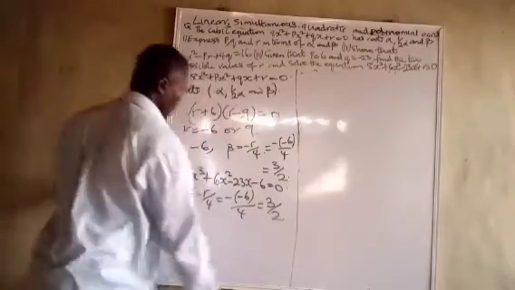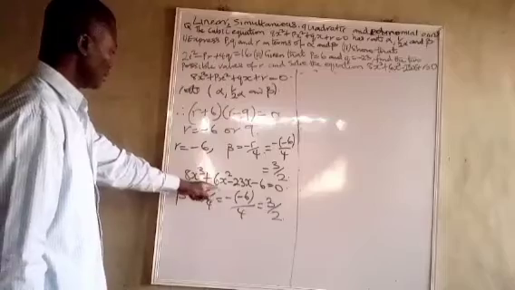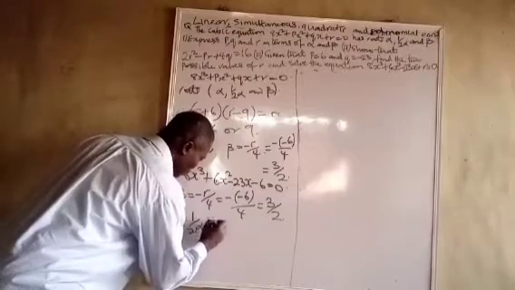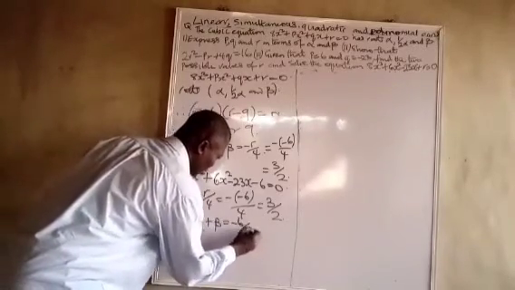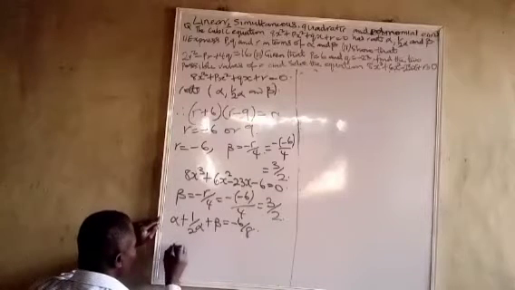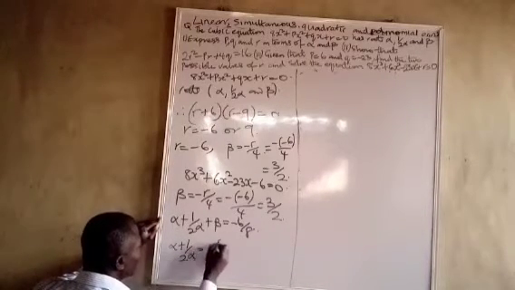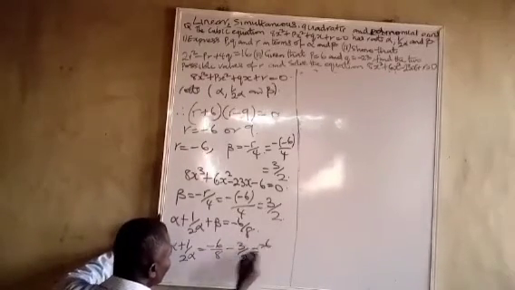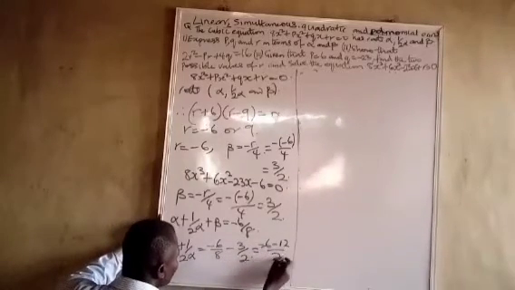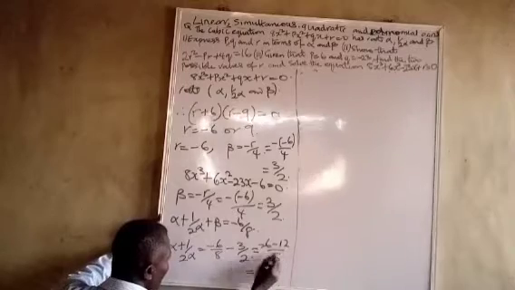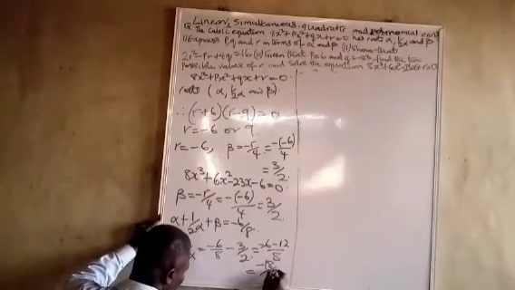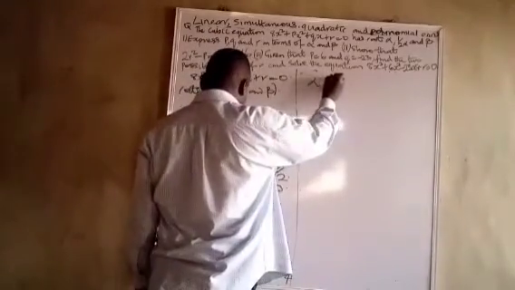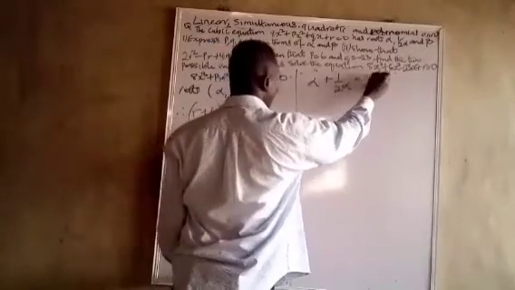That's 3 over 2. Now, the sum of the roots is minus 6 over 8. So we have alpha plus 1 over 2 alpha plus beta is equal to minus 6 over 8. And our beta we have gotten to be 3 over 2. So alpha plus 1 over 2 alpha is equal to minus 6 over 8 minus 3 over 2. And this is minus 6 minus 12 over 8. And this gives minus 18 over 8. This is minus 9 over 4. Therefore, alpha plus 1 over 2 alpha is equal to minus 9 over 4.